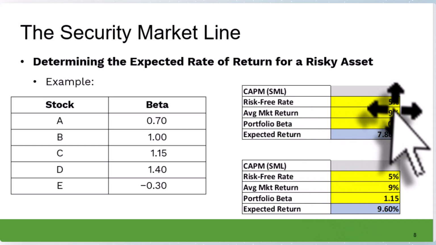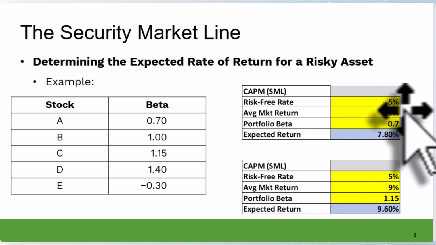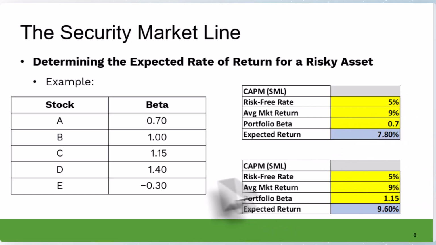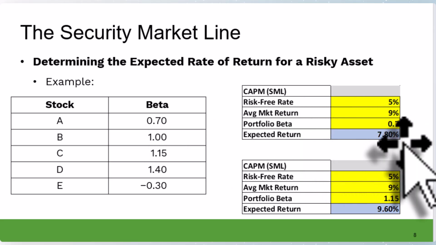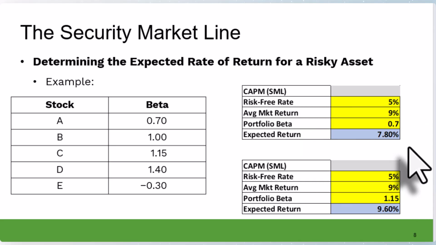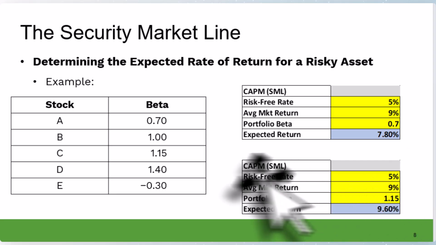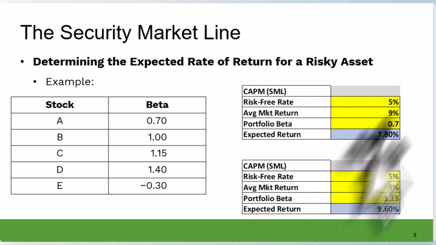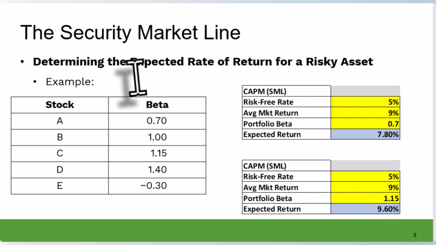So if we plug in our formulas here, our risk-free rate is 5, and the average market return is 9. If asset B has a beta of 0.7, we would expect it to earn 7.8. If the beta was 1.5, as in asset C, we would expect a higher rate, 9.6. So again, this is how we ultimately calculate, or how the theory, the security market line, tells us what the returns on assets should be.